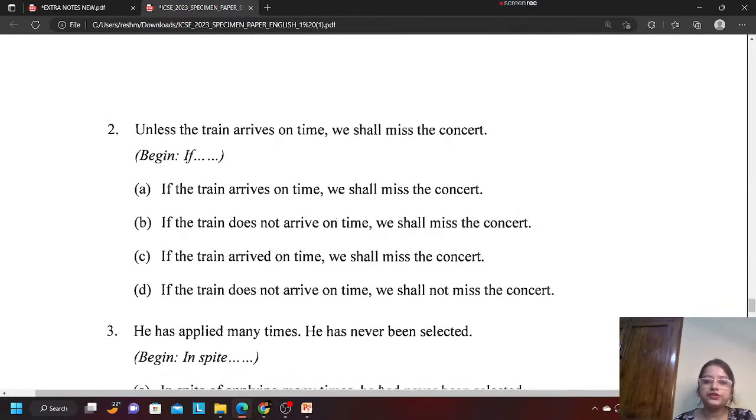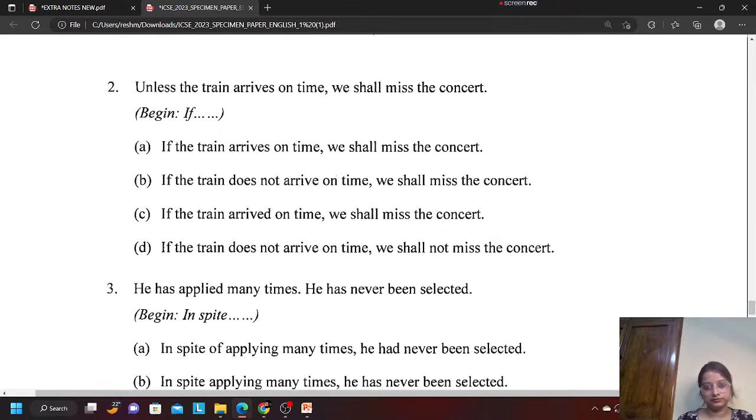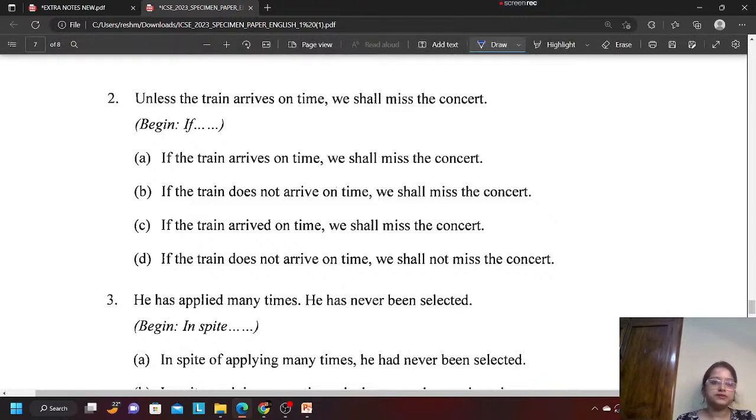Number 2, unless the train arrives on time, we shall miss the concert. If... Okay, I'm getting 2B from all. 2B from all. Let us see 2B first. Unless the train arrives on time, we shall miss the concert. If the train does not arrive on time, we shall miss the concert.